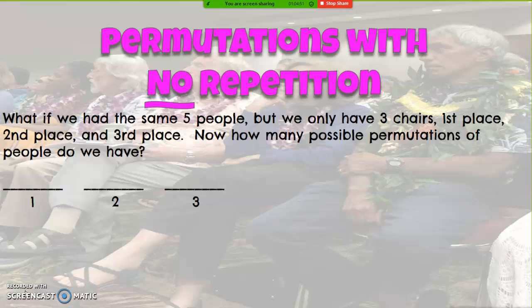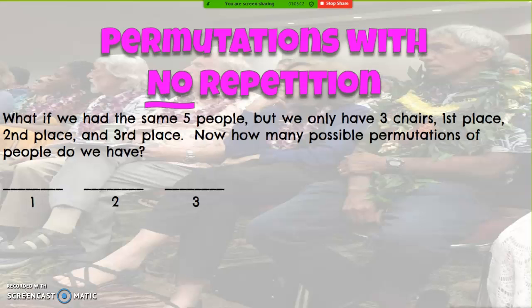What if we had those same 5 people, Adam, Caleb, Aaron, etc., but we only have 3 chairs now? We're trying to give them 1st place, 2nd place, and 3rd place. Out of those 5 people, 3 people win prizes. 1st place, 2nd place, and 3rd place. Order matters. We want to know who got 1st place and who got 3rd place. Order does matter, so it's a permutation, not a combination.